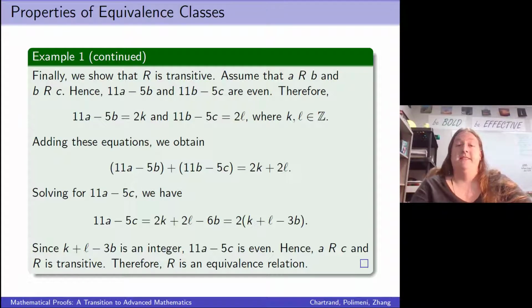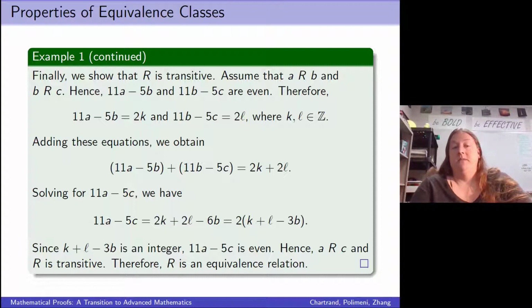Finally, we're going to show that it's transitive. So we're going to assume that a is related to b and b is related to c, and we're going to show that a is related to c. So a related to b means that we have 11a minus 5b is equal to 2k for some integer k. And b related to c means that I have 11b minus 5c is equal to 2l for some integer l. Now, adding these two together, we get 11a minus 5b plus 11b minus 5c equals 2k plus 2l.